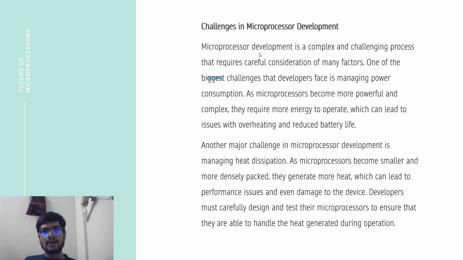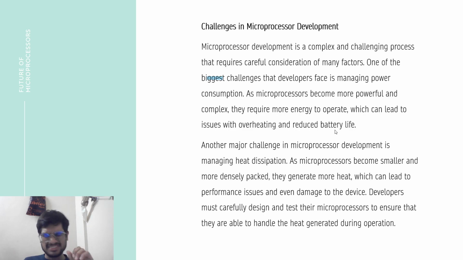Microprocessor development is a complex and challenging process that requires careful consideration of many factors. You need to be very careful while making a microprocessor. One of the biggest challenges that developers face is managing power consumption. As microprocessors become more powerful and complex, they require more energy to operate, which can lead to issues with overheating and reduced battery life.